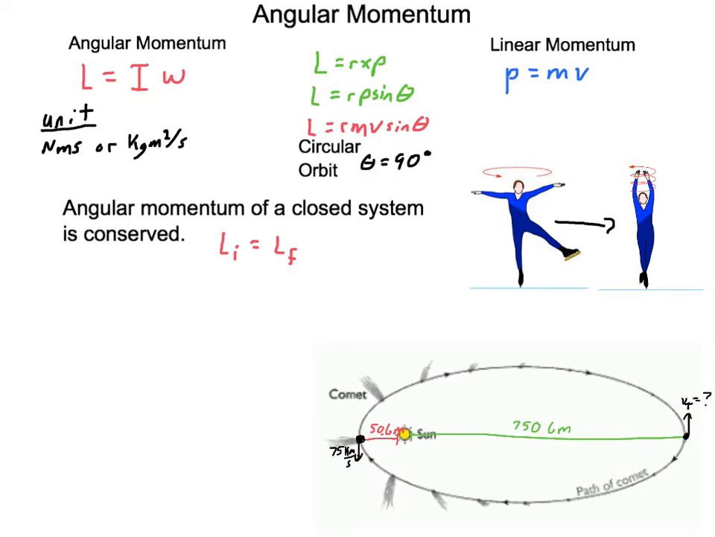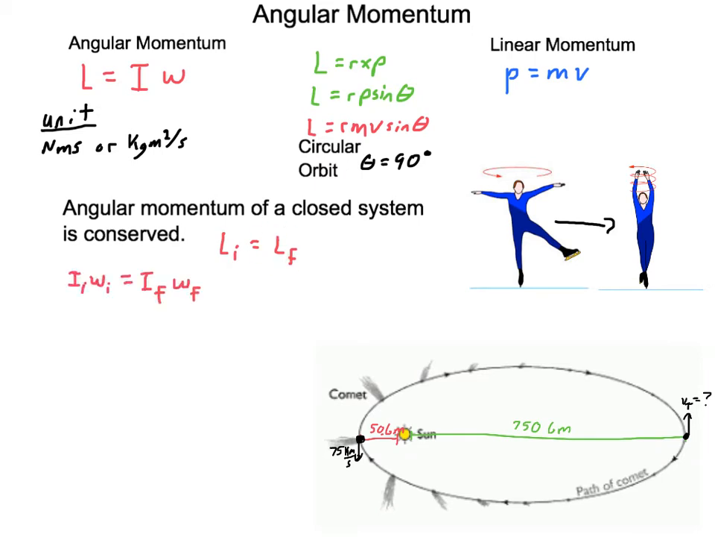Now in this example problem, I have a comet orbiting the sun. This part over here is actually called the perihelion, the distance closest to the sun, and this spot over here is called the aphelion, the furthest distance away from the sun. You can see my distances, they're listed in gigameters, giga meaning times 10 to the 9th. Now in any closed system, angular momentum is conserved, meaning the initial angular momentum equals the final angular momentum.